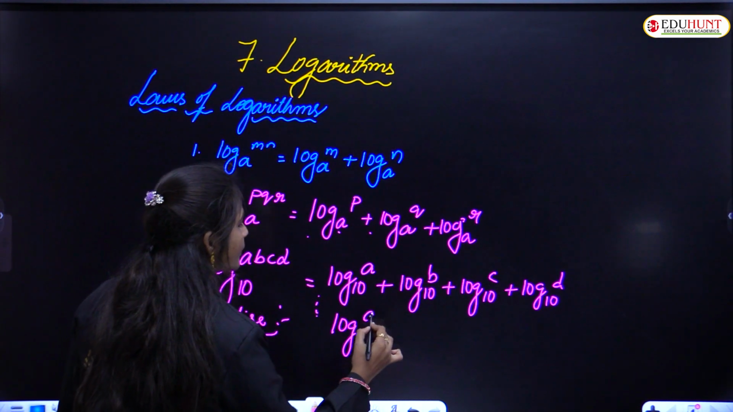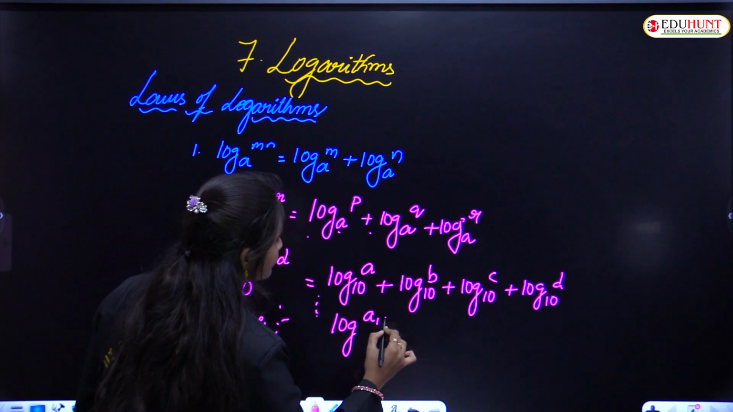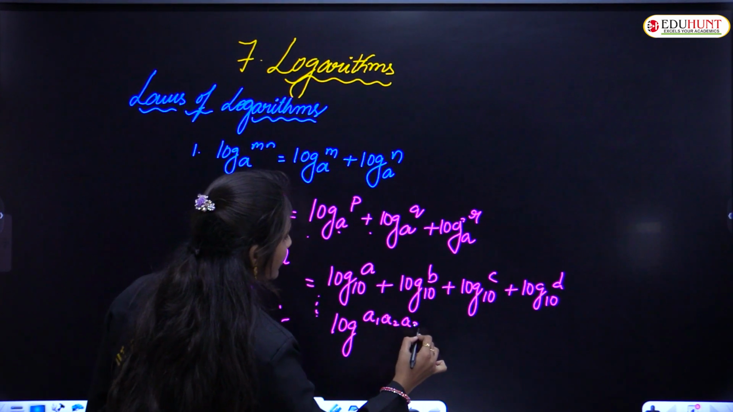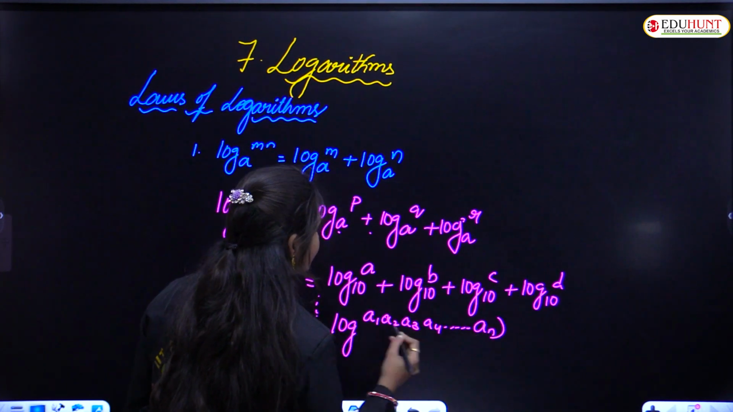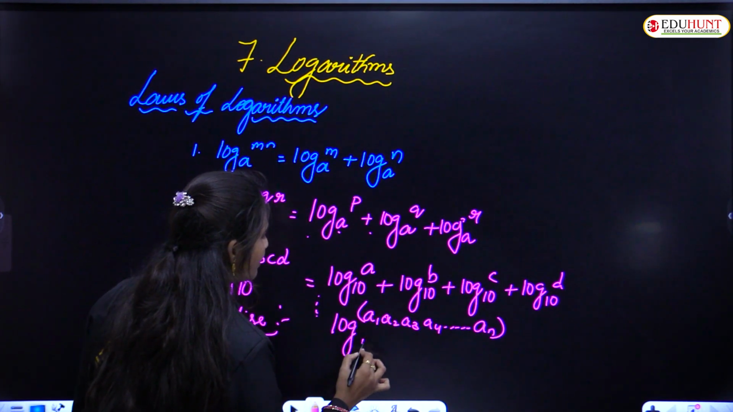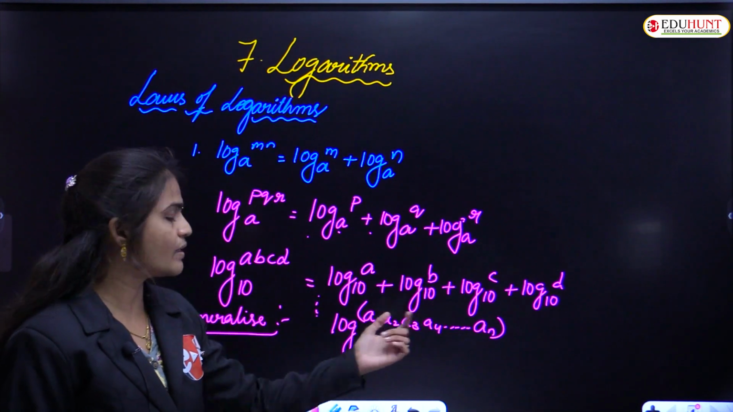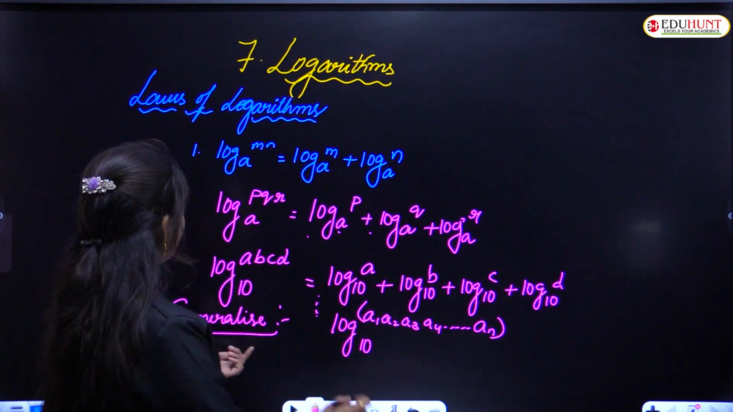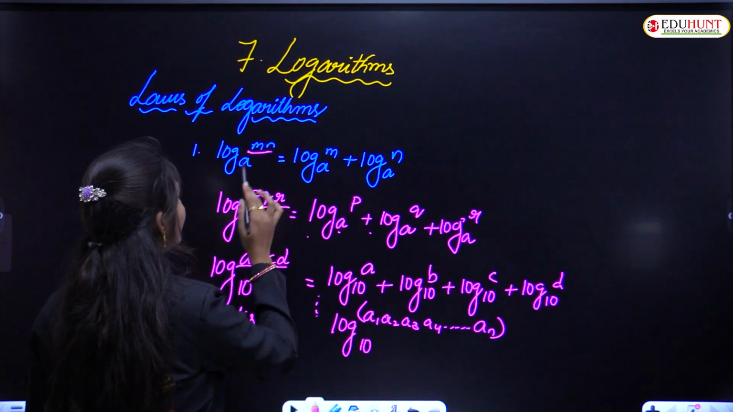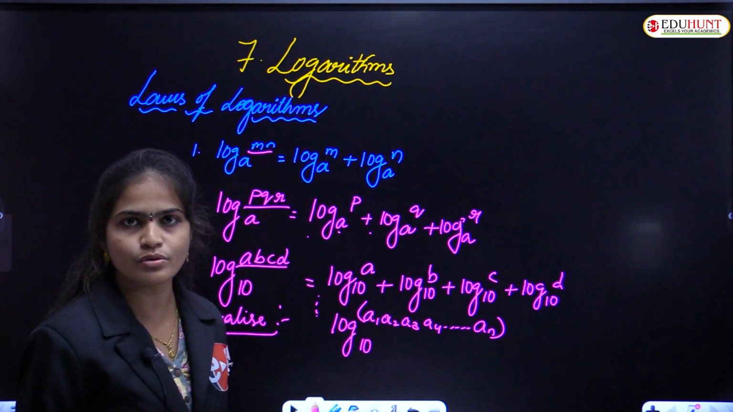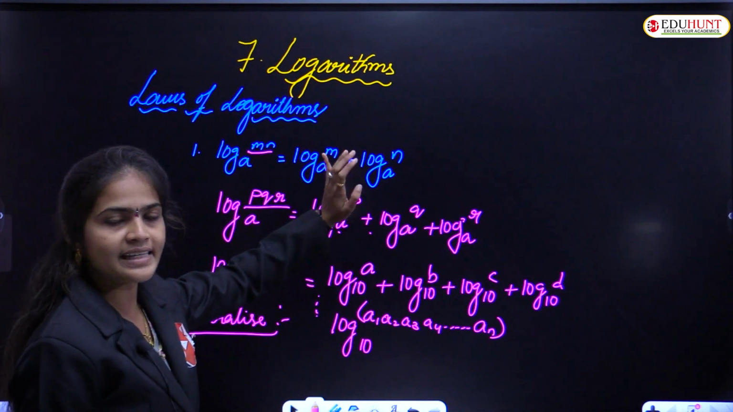Log of, for example, a1, a2, a3, a4 and so on up to an. Okay, and here base 10. What is the formula we can write from this one? Yes, here we can say that PQ are in product, ABCD are in product, MN is in product. Those two values are in product, so for that product we are getting addition.